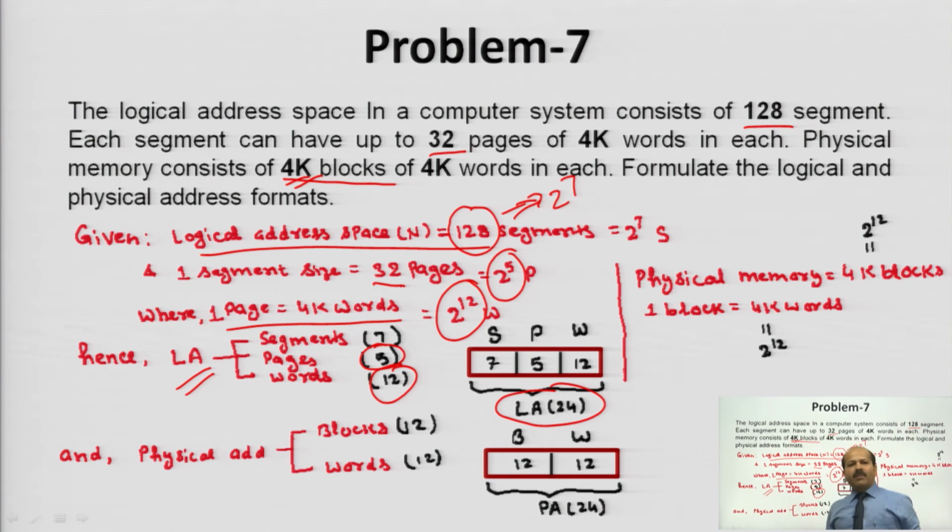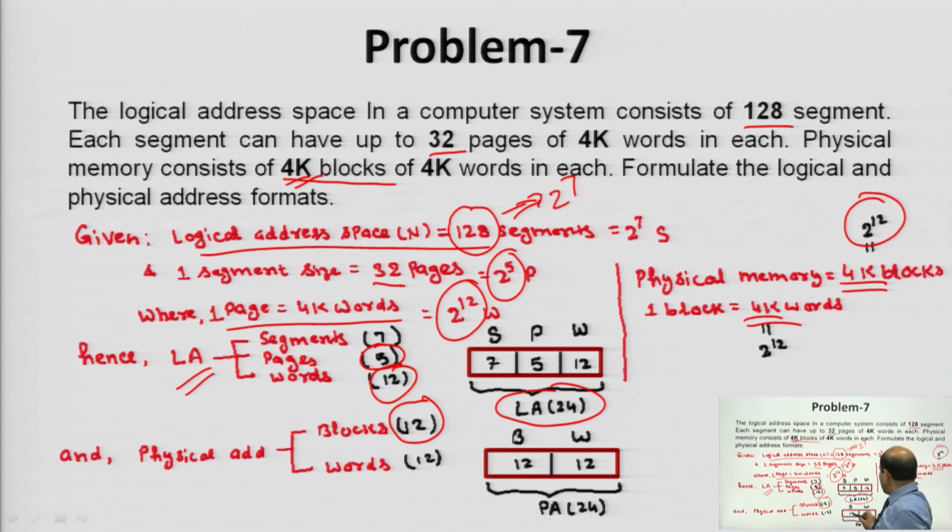And the physical memory, because physical memory is converted into a number of blocks, and in each block there are 4k words. Here physical memory is given as 4k blocks, that means 2 to the power 12 blocks are there, and in each block there are 4k words. So, 12 is given to the number of blocks and 12 is given to the number of words. So, this way we can assign physical memory, that is 12 bits for block and 12 bits for word.